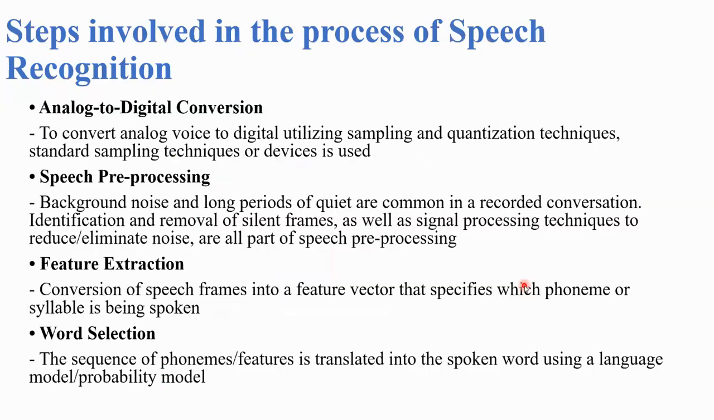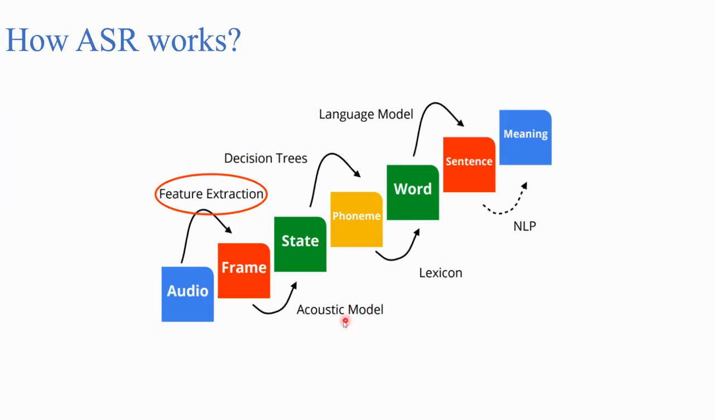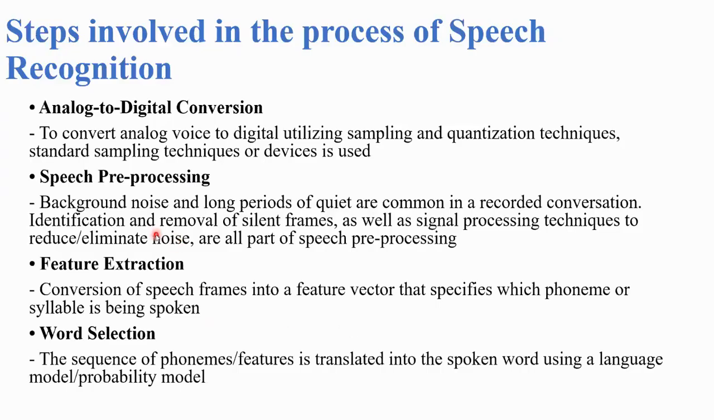Right. So next, coming to the steps we have in speech recognition, first we convert from analog to digital with the help of sampling and quantization techniques. Obviously all the data will have some pre-processing step. What are the pre-processing steps? Previously I told you, long periods of quiet and also noise in the audio have to be handled and improved. In this diagram I told you the audio will be converted into frames. If some frames have only silence, the removal of silent frames will also happen in the pre-processing step.